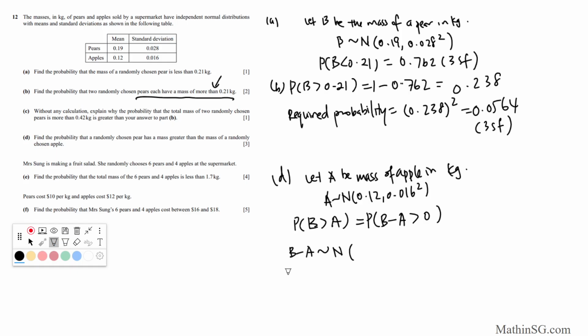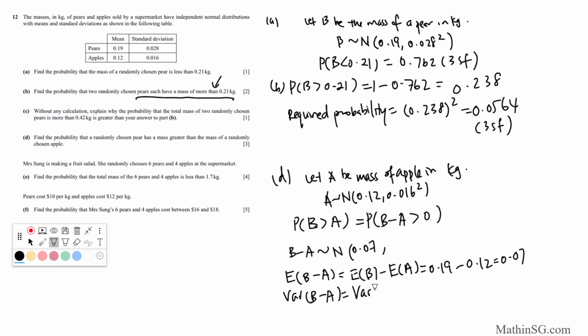I first need the expected value of B minus A, which is E(B) minus E(A). Remember, the expected value is the same as the mean. So it's basically 0.19 minus 0.12, which is 0.07. Then for the variance of B minus A, remember we never subtract variance, it's always add. So it's the variance of B plus the variance of A, which is essentially 0.028 squared plus 0.016 squared.